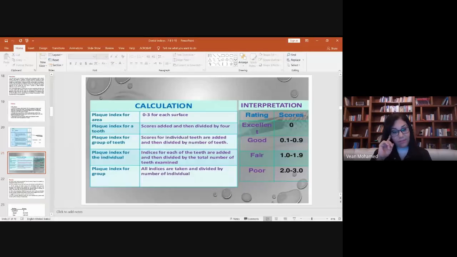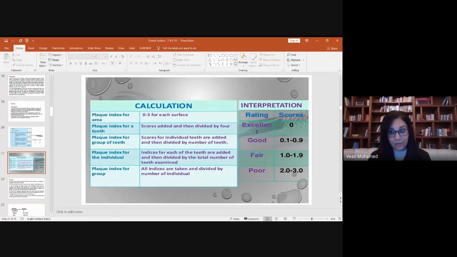The calculation will be: for each tooth we have 4 numbers. The summation of these 4 divided by 4 will be a number per tooth. If we want to know the plaque index for a group of teeth, then each number is collected together, totaled, and divided by the number of teeth. For an individual, all examined teeth are totaled and divided by the number of teeth examined. And the score will be interpreted.